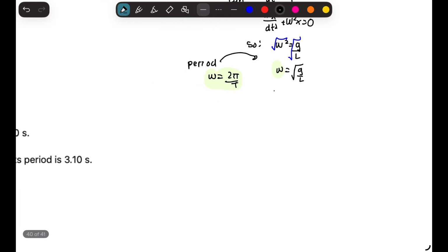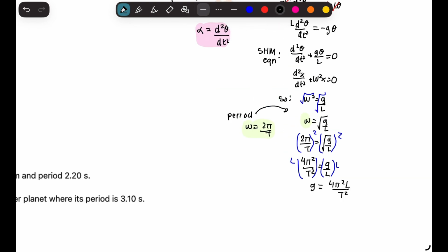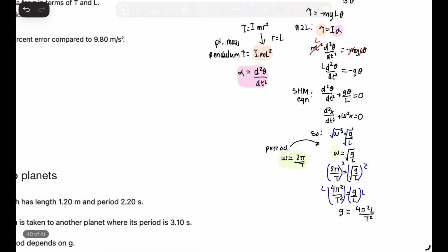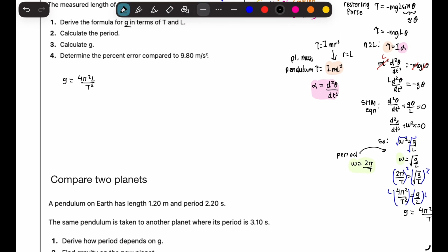And you're going to have 2 pi over T is equal to the root of g over L. And if you just square both sides, you're going to have 4 pi squared over T squared is equal to g over L. Now, if you solve for g, you just multiply both sides by L. And g is equal to 4 pi squared L over T squared. So we just got this formula for g. So now we can calculate g and our period and all of our things.